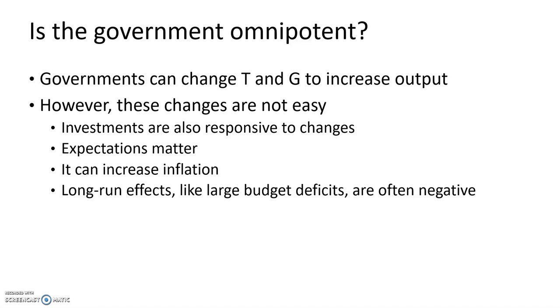Is the government omnipotent? Governments can change T and G to increase output. However, these changes are not easy. Investments are also responsive to changes. Expectations matter. It can increase inflation, and long-run effects like large budget deficits are often negative.